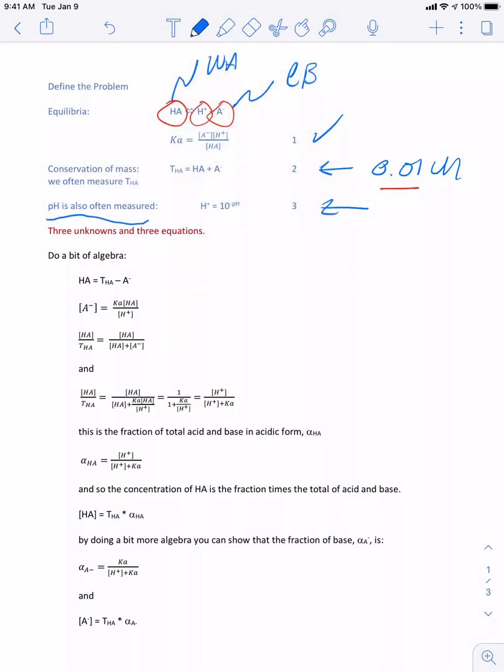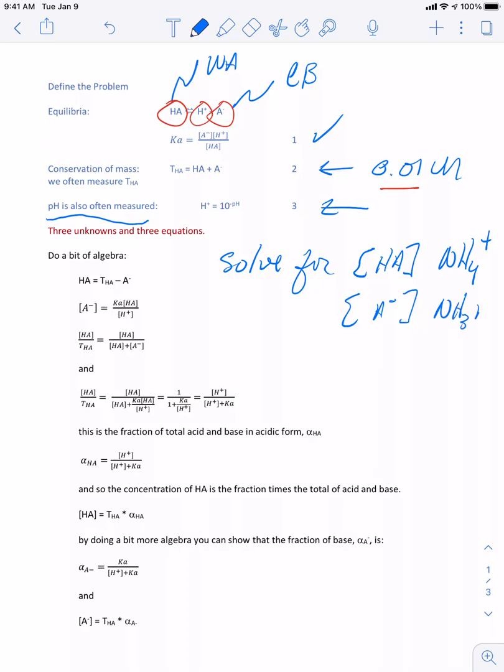So we set up the problem. Now we're going to do a bit of algebra, but in our algebra in this case, we're not going to solve for H plus because we know it. What we're going to do is solve for concentration of HA or the concentration of A minus. So in the homework assignment you're going to have, I'm going to ask you to solve for the concentration of the ammonium ion, NH4 plus, and the concentration of ammonia, NH3 aqueous, in a water sample that has a known pH.